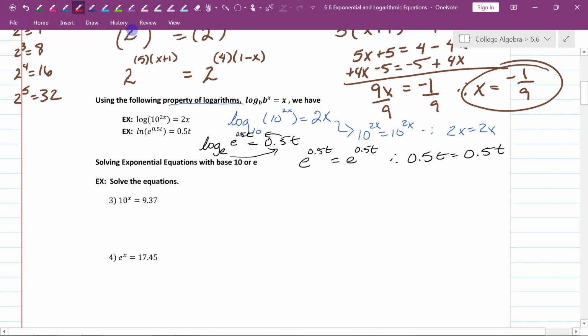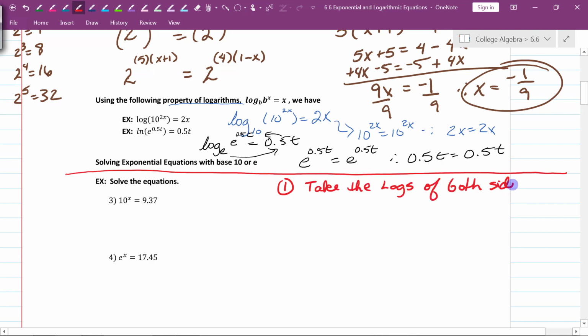Step 1 of solving these problems right here is take the log of both sides. Step 2, solve for x. After applying the power rule.